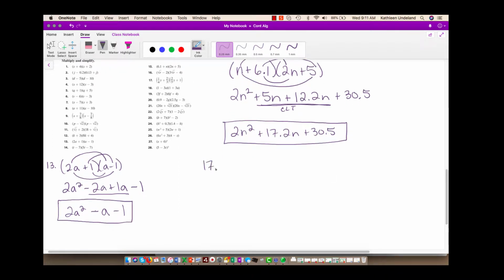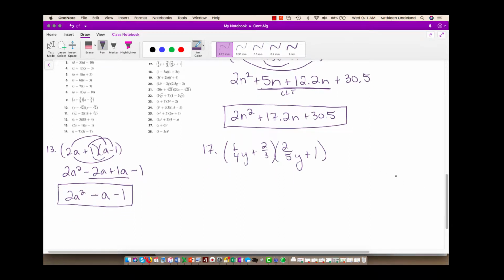All right, number 17: 1/4 y plus 2/3 and 2/5 y plus 1. All right, this one's going to be a challenge. Pause it if you'd like. 1/4 times 2/5 y times y. All right, so I definitely have y squared here because of the y times the y. And then I have 1/4 times 2/5.